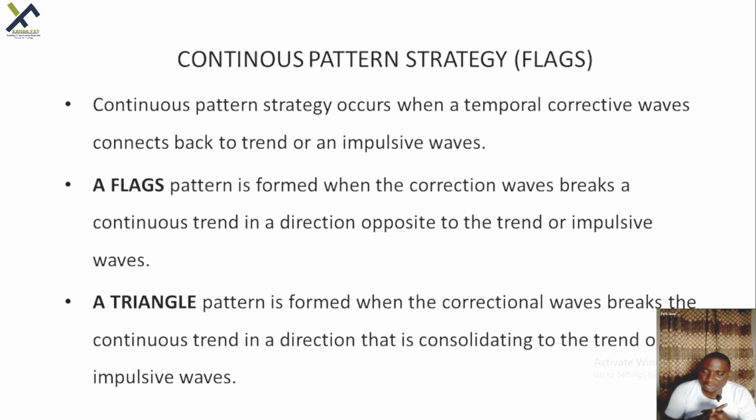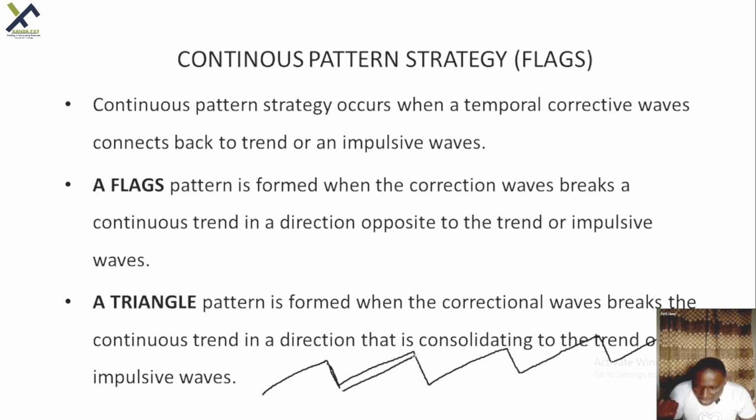Under the continuous pattern, just like I said, we have 2 of them. We have the flags and the triangle. A continuous pattern occurs when a temporal corrective wave connects back to the trend or impulsive wave. Now this is it here. An impulsive wave moves, and all of a sudden a corrective wave, impulsive wave, corrective wave. A continuous strategy occurs when the corrective wave reconnects back to the impulsive wave.